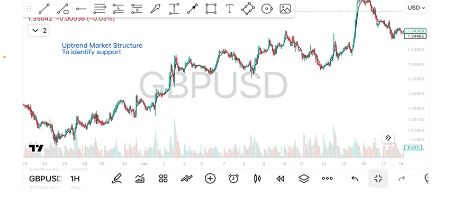In this video we're going to be talking more about an uptrend to identify support. We're going to be using GBP/USD on this lesson, so pay attention.